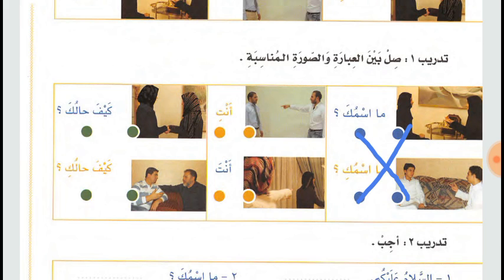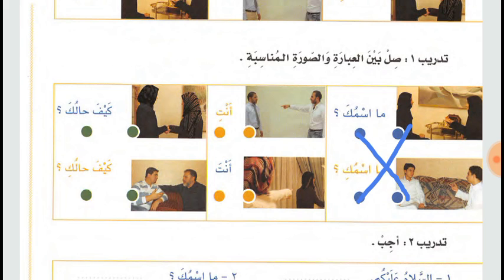So here we have the first phrase, which is masmuka. Masmuka, you know, means what is your name, and it is used only for male. So we will join the blue dot of the phrase masmuka with the picture of two males, in which one man is asking another man about his name. So we will join these two blue dots by drawing a line between them.